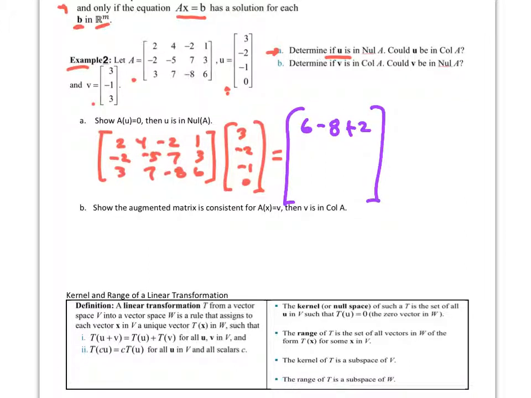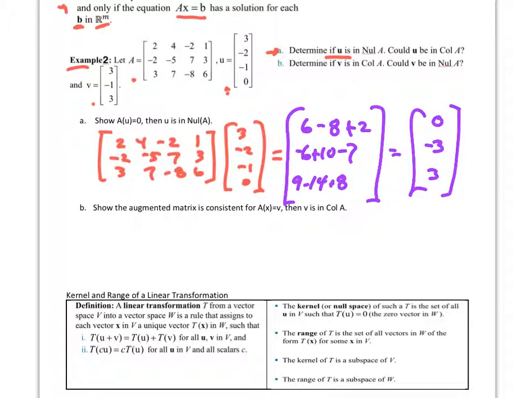Maybe this works. And let me go to the next one. And that does not work. So we don't end up with a 0 for this one here. If I do that last term, I get a 3. So I'm answering this question right here: is U in the null of A? And the answer would be no, because this is not the 0 vector.